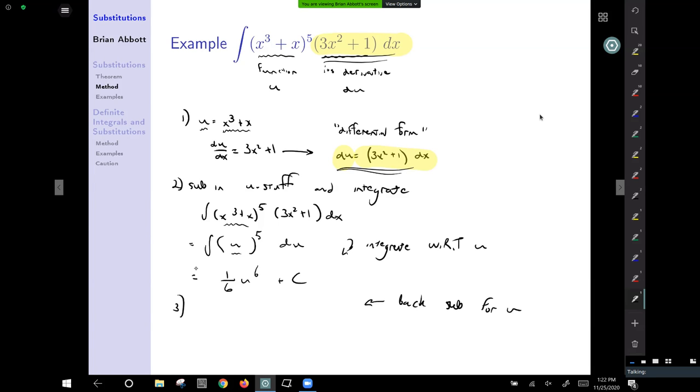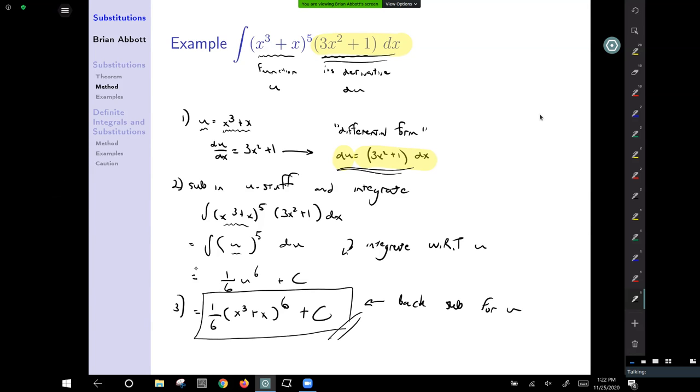And so when we do that, we say that, okay, 1/6 times u to the sixth power, u is not what we're interested in, but u is the same thing as x to the third plus x. And so we're going to undo that substitution and get 1/6 times the quantity x to the third plus x, to the sixth power, plus a constant c. And we've done it. This is the same thing we came up with when we reverse engineered the chain rule the manual way.